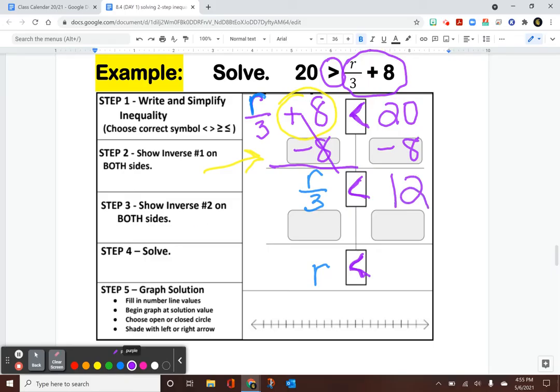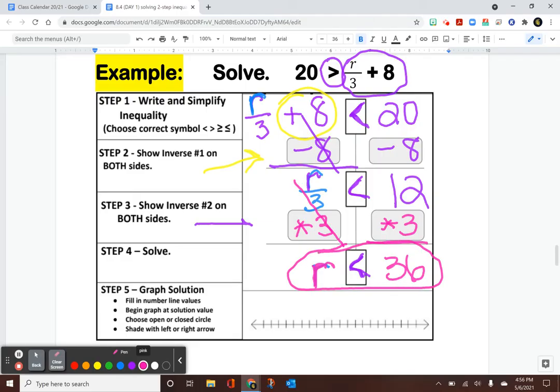Now I'm ready for inverse number 2. And since I want this r to stay, I need this divide by 3 to go. And the only way to get rid of that is to do the opposite, which is multiply by 3. So the 3's cancel out because dividing and multiplying are opposites, but my r variable is still here. And the other side solves for a value of 36. So any number less than 36 makes this inequality true.